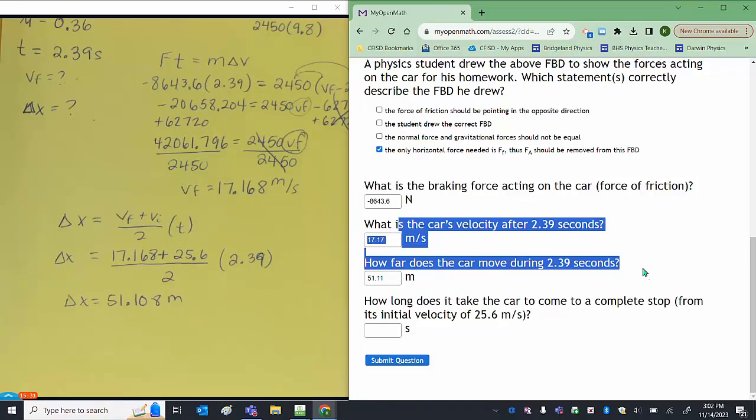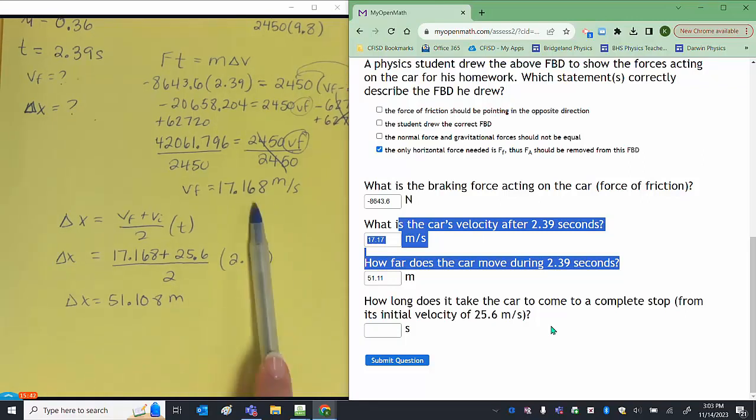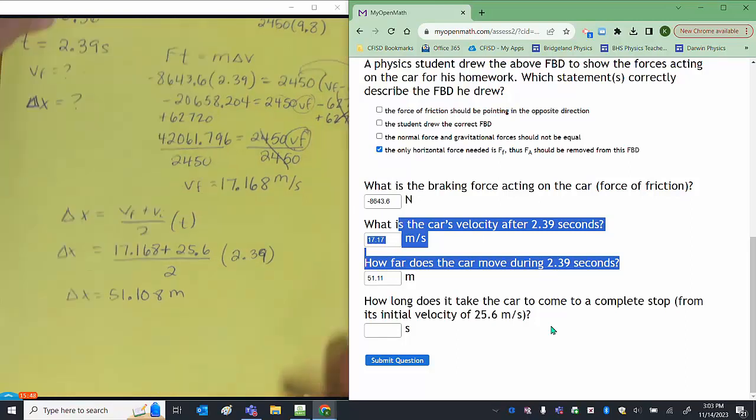The last part of this question is actually telling us, hey, ignore these previous two parts when we talked about the 2.39 seconds, because this is saying how long does it take to come to a complete stop. We're not at a complete stop after that 2.39 seconds. We're still moving that fast. Okay, and so let's go ahead and ignore the two that we just did and go back to the information that we started with.